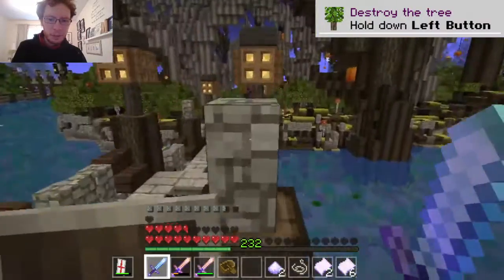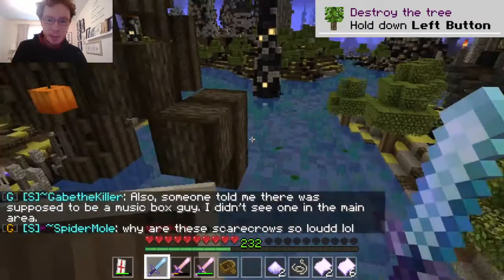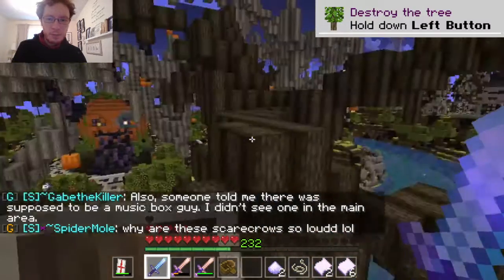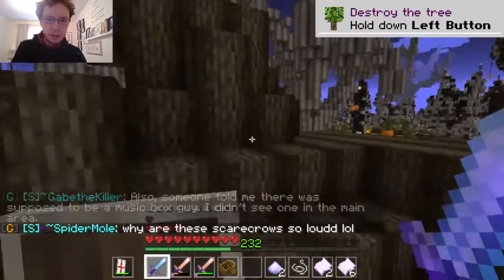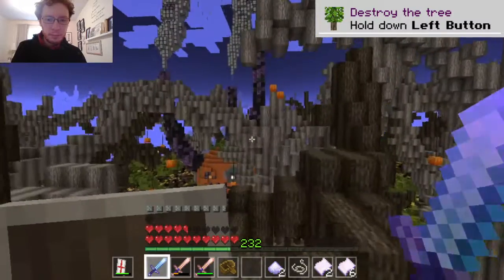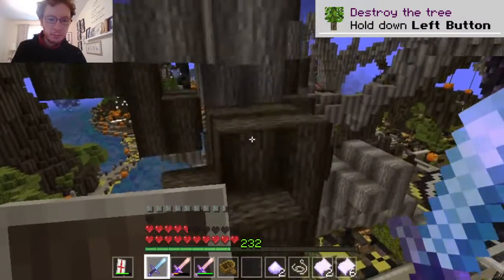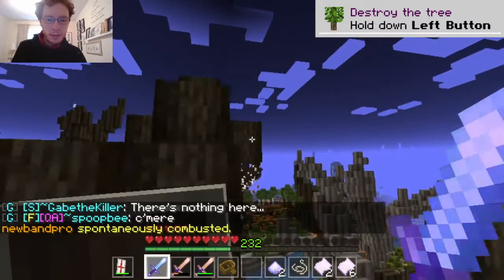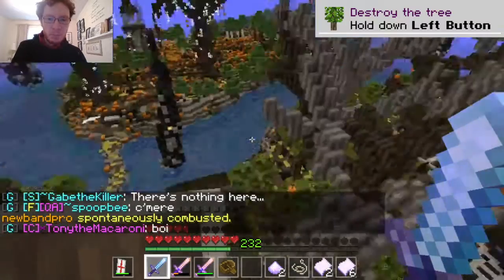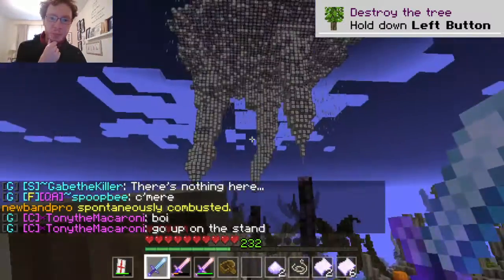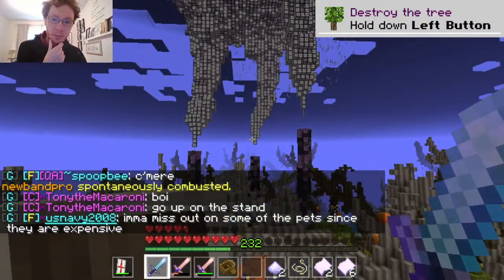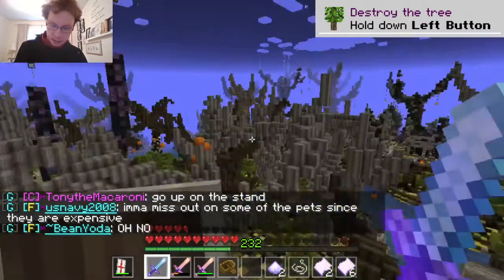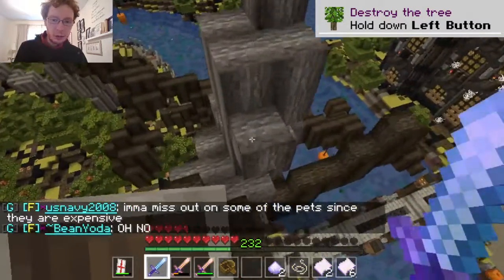Now let's try navigating the tree again. Now hopefully we won't get sniped down. Jeez, must have had a longbow or something. Does look sinister.